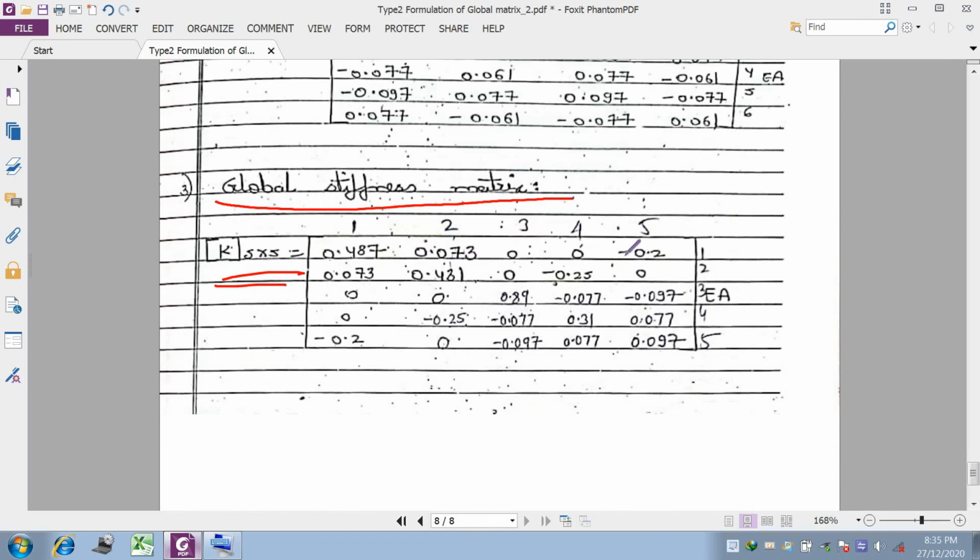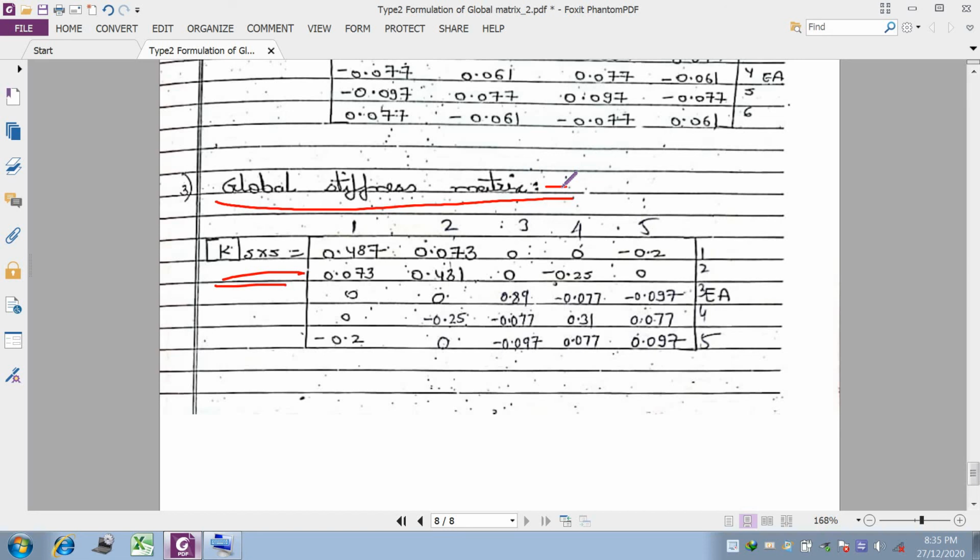Similarly we have to consider 3 1, 4 1, 5 1, and then 1 2, 2 2, 3 2, 4 2, 5 2. Likewise we have to consider all these rows and columns. We have to match from all the 8 matrices, and whatever values we get, we have to add up and write in K matrix form. So this is the final global matrix which is asked in your examinations for about 7 marks.